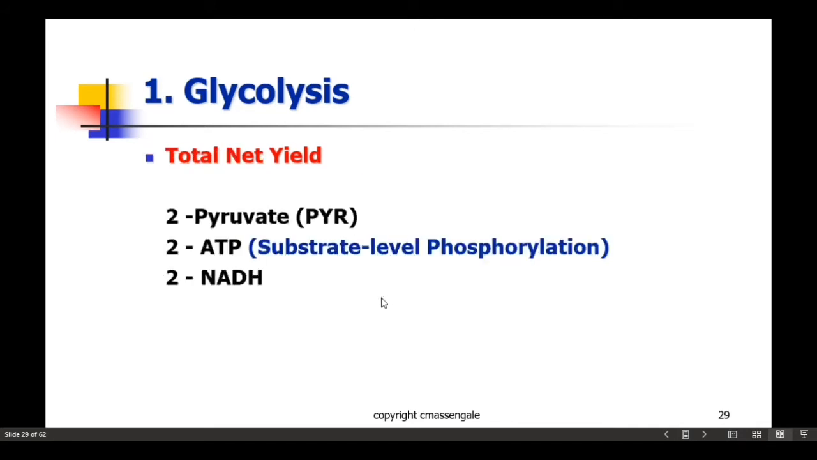Now, tallying the products from one glucose molecule in glycolysis, it makes two pyruvates or pyruvic acid, two ATP molecules produced through substrate level phosphorylation, and two NADH molecules. Now, why do we only have two net ATP molecules instead of four? It is because we invested two ATP molecules during the first five steps. Therefore, we only have a net of two ATPs, or a profit of two ATP molecules.